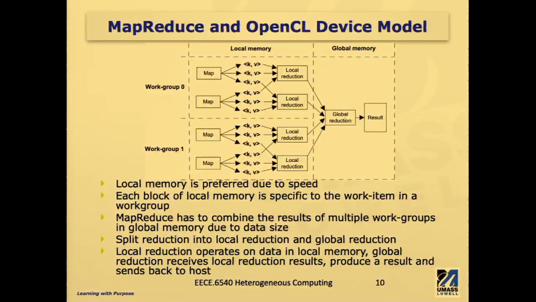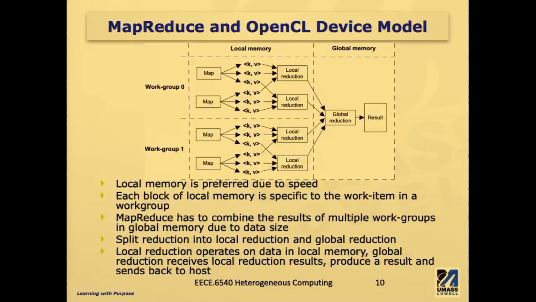I cover all the points here. So local memory is preferred due to speed. Each block of local memory is specific to the work items in a work group. That's what we have talked about, the memory hierarchy. MapReduce has to combine the results of multiple work groups in global memory due to data size.